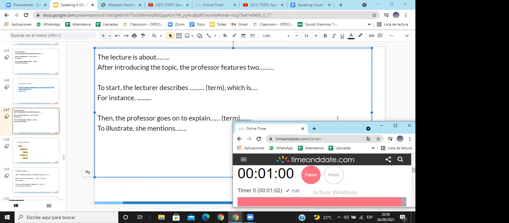Okay. The lecture is about how seabirds find food. The professor explained two methods of how they do it. The first one is making a long wing above the huge ocean without using a lot of energy. And then the professor talks about the highly developed sense of smell.